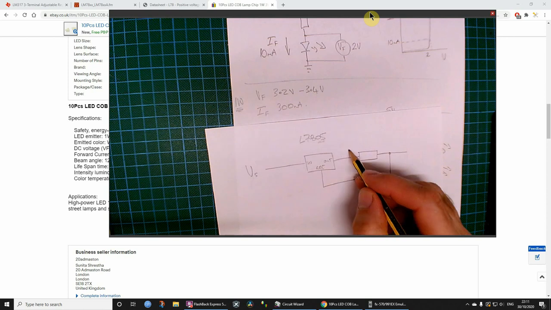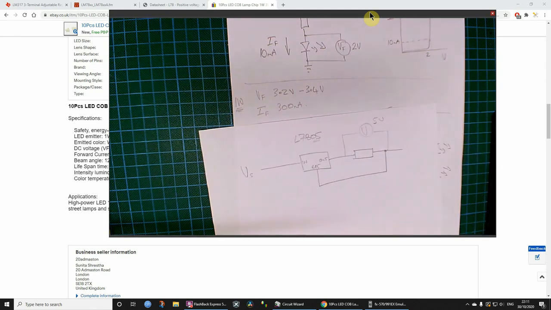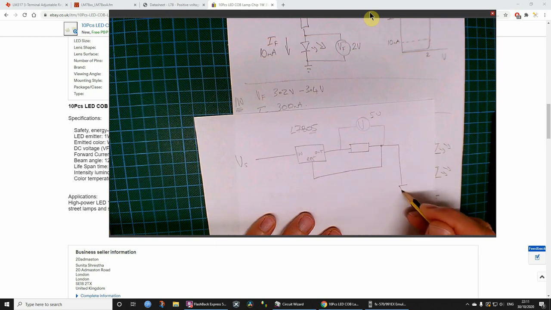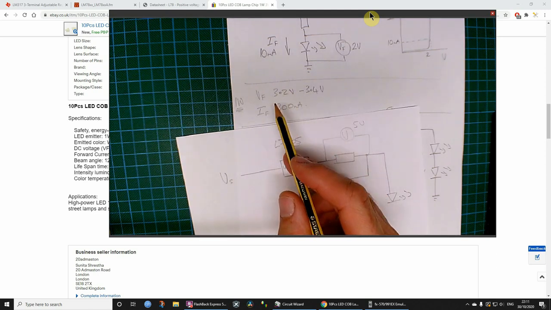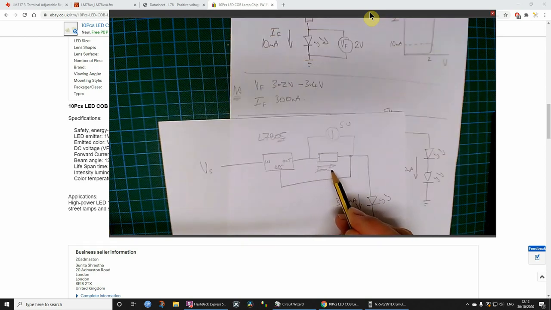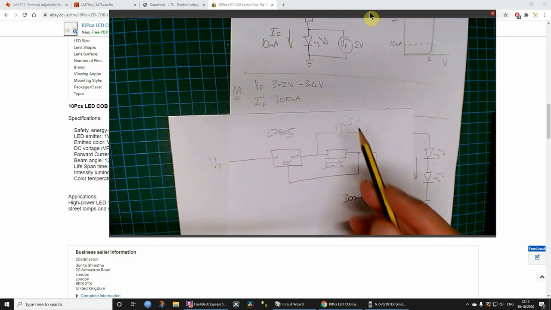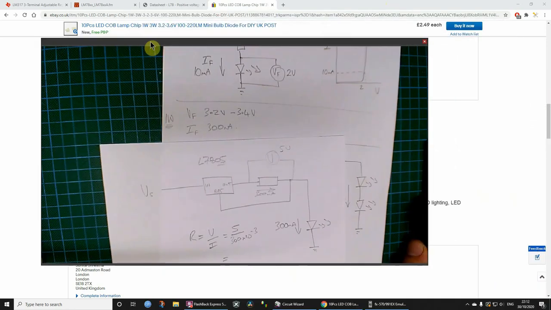Okay, so we can predict that is going to be, do you remember? That's going to be 5 volts. And we then have the LED. And we said that the LED is going to have a forward current of 300 milliamps. So that's going to be 300 milliamps. And we know that's 5 volts. So let's calculate that resistance. So R equals V over I, 300 milliamps, so 300 times 10 to the minus 3, if you want to write it that way. So shall we get the calculator up?